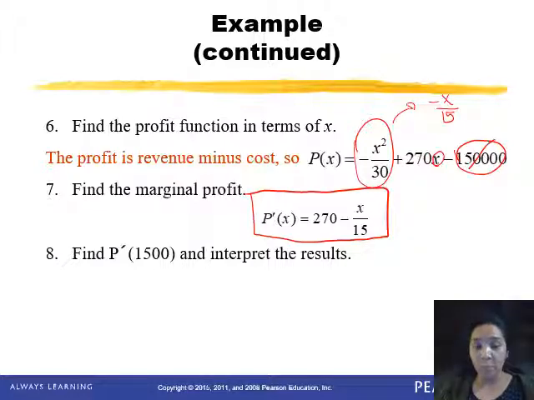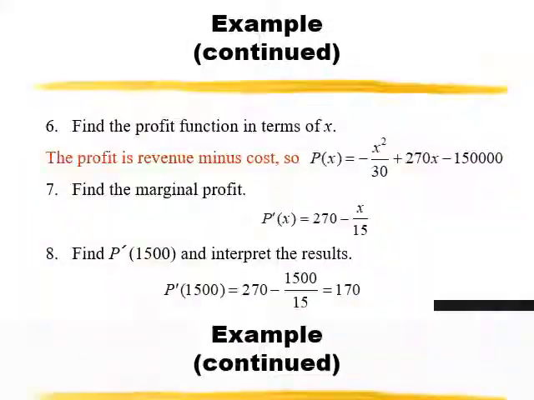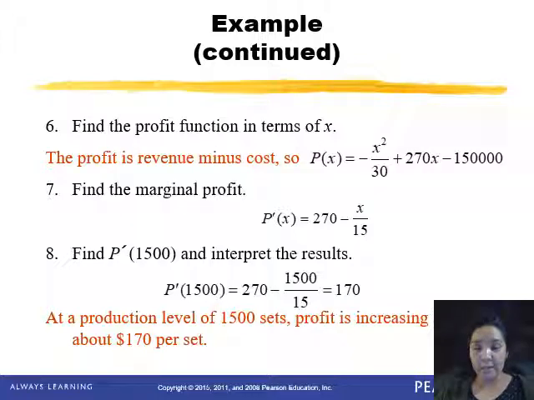And so what is the profit for making 1,500 items? And interpret the result. And so our profit is $170 per set. At a production level of 1,500 sets, the profit is increasing by about $170 per set. So all you had to do was plug in 1,500 right here.